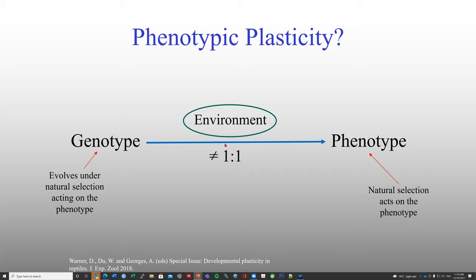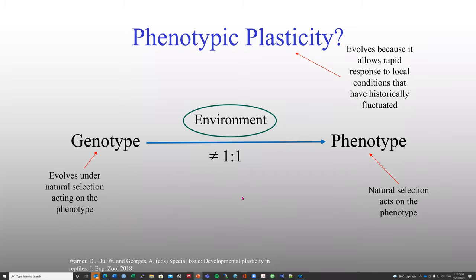And if environments are moderating the phenotype, then clearly the way in which the genotype evolves depends not only on the filtering that the environment gives through natural selection, but also on the manifestation of the genotype into a phenotype. And phenotypic plasticity itself evolves because it allows rapid response to local conditions that have historically fluctuated. So the evolutionary history of the species is manifested in its ability to rapidly respond to those varying conditions through phenotypic plasticity.